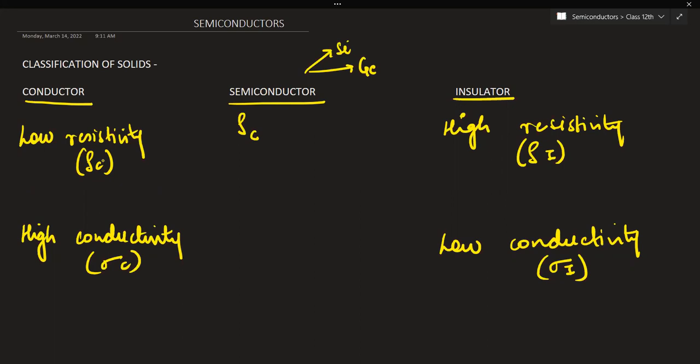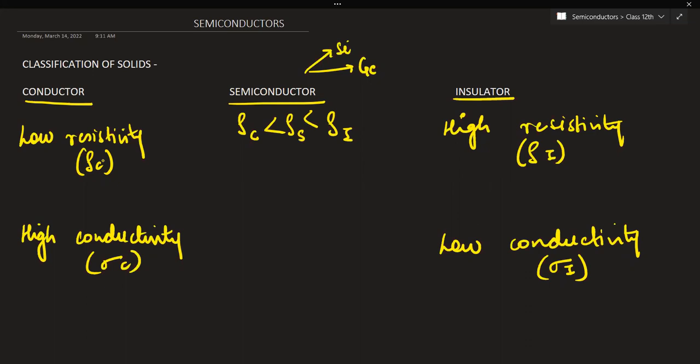Conductivity, resistivity, we have studied all these terms: resistance, conductance, resistivity, conductivity in current electricity. All these parts we have covered in current electricity. Still, we'll revise it, no issues. So resistivity of conductors is low. Resistivity of insulators is high. But semiconductors have resistivity in between them.